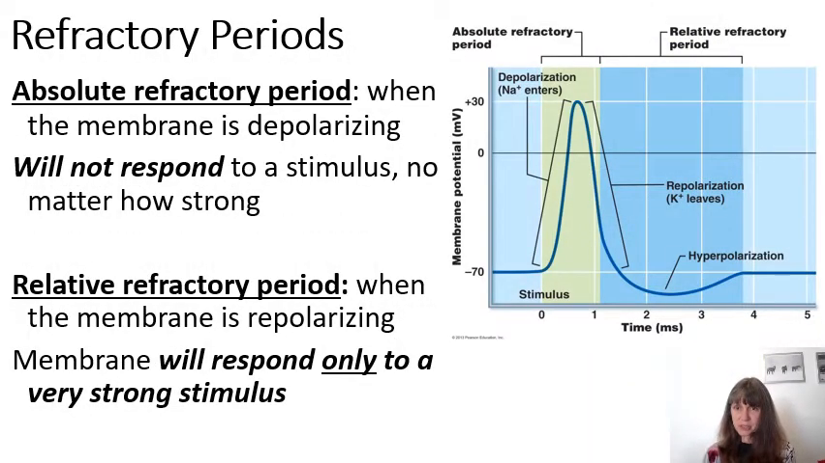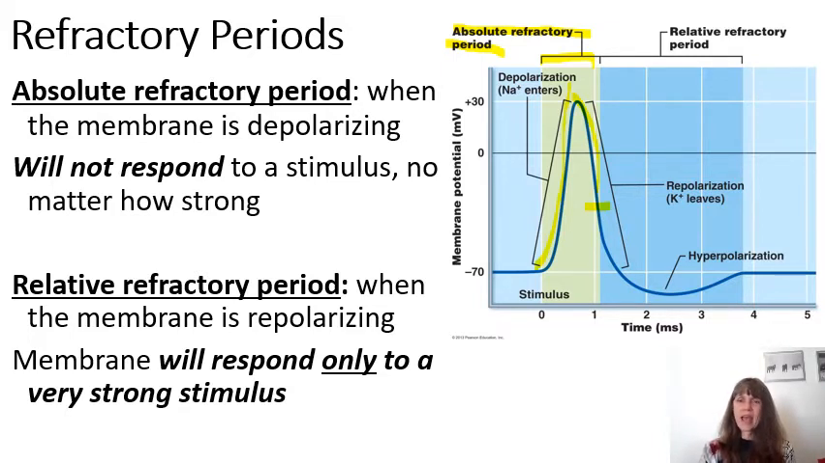Once an action potential has been generated, there is a period of time where a second action potential cannot be initiated or generated. This occurs during depolarization and part of repolarization. This period of time, which you see in green on this slide, is known as the absolute refractory period, because there is absolutely no way that a second action potential can be generated, no matter how strong the stimulus.